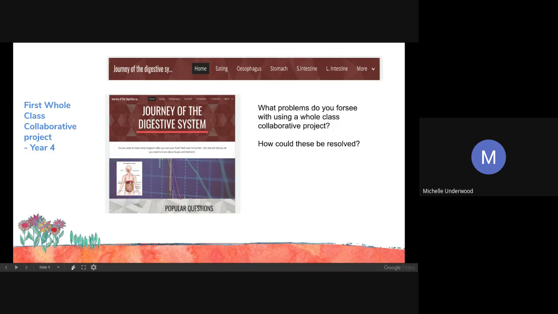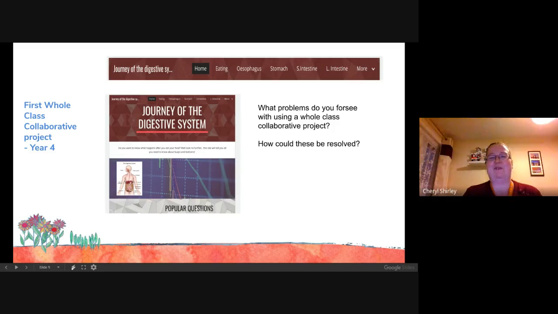Maybe children forgetting which page they're on and sticking it on someone else's page, or moving other people's work around. That quite often upsets them. Yep. So in terms of moving other people's work, how would you resolve that? What could you do?